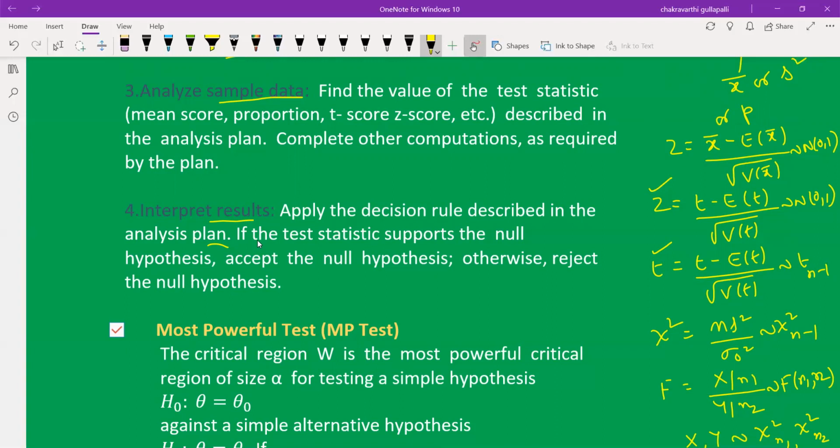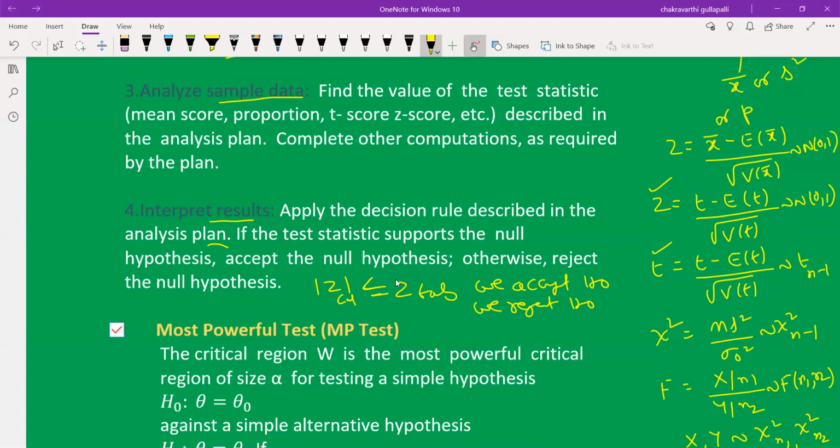Compare with table values, chi-square value or z value. The modulus Z value calculated based on this formula is less than or equal to the Z table value, Z tab, so we accept H naught, otherwise we reject H naught. Otherwise means Z calculation is greater than Z tab value, so we reject H naught.